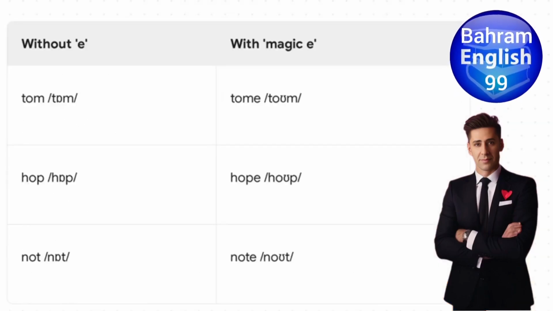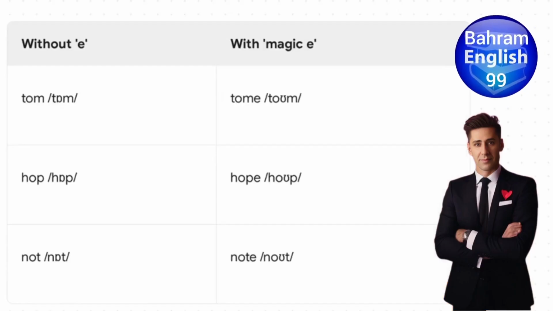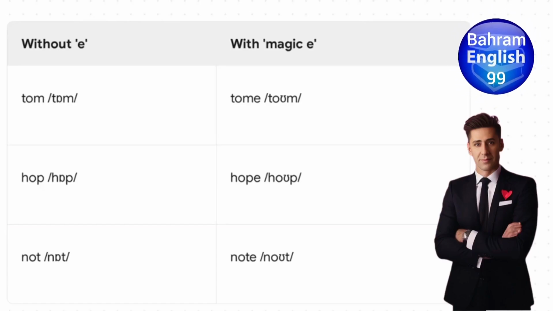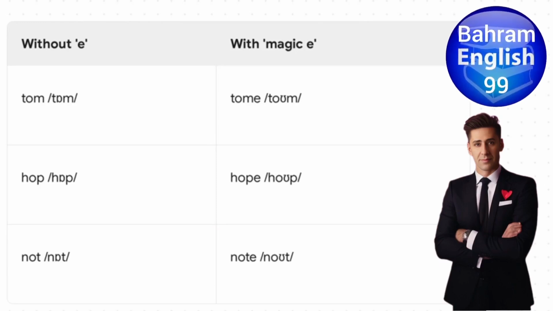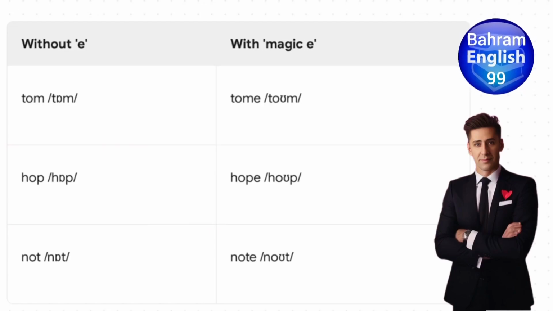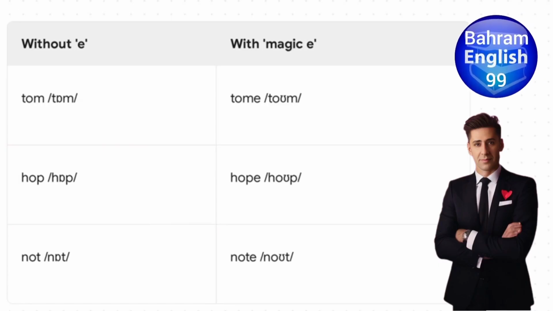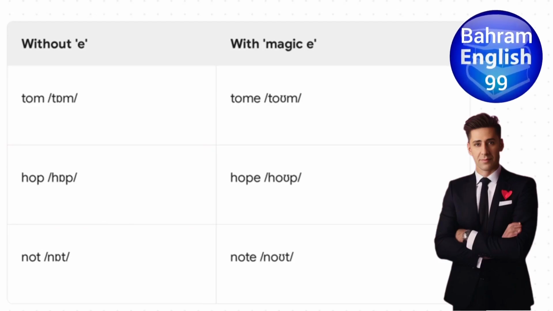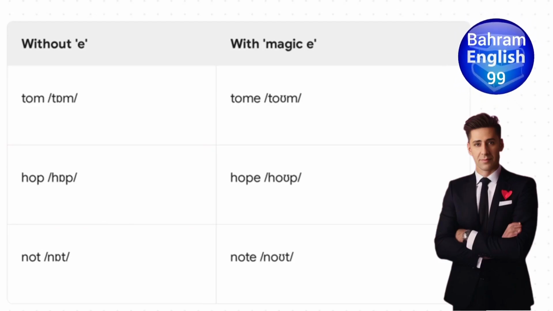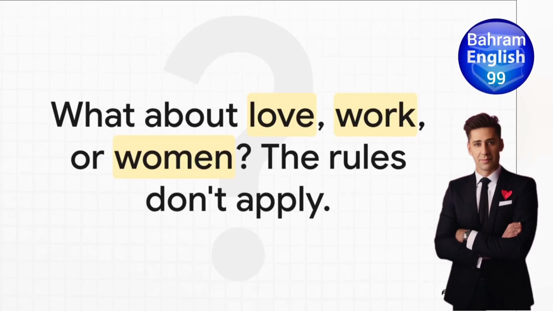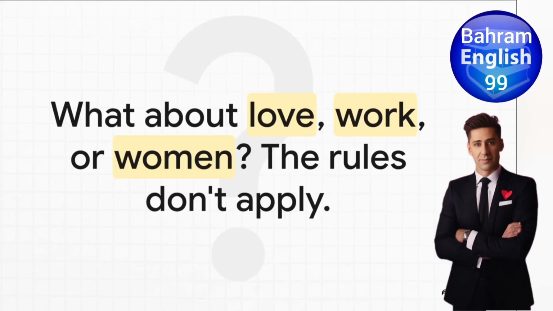And this is a perfect illustration of one of the first rules we all learn in English, the magic E. Just look at how adding a silent E to the end of a word completely changes everything. Tom, with that short O sound, becomes tome with a long O. Hop becomes hope, not turns into note. That silent E is like a little signal, telling the O to stop being short and start saying its name.